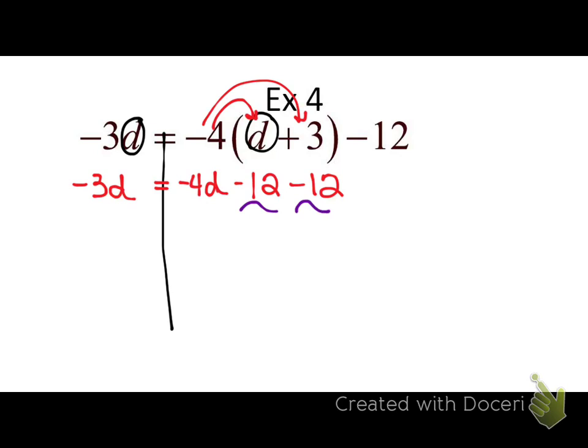Okay. So when I combine like terms, what do I like to bring down first, though? What should I bring down first? Negative 4D. Yeah, bring down my term with a variable, and then go ahead and combine. Negative 12 minus 12 is? Negative 24. No, if you owe me $12 and you owe me $12 more, you don't owe me 0. So negative 24.